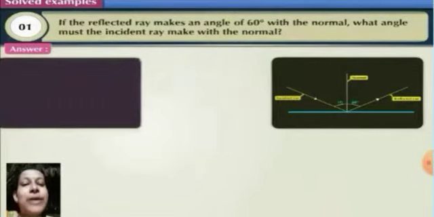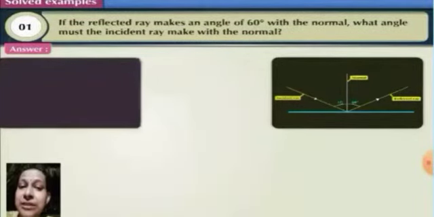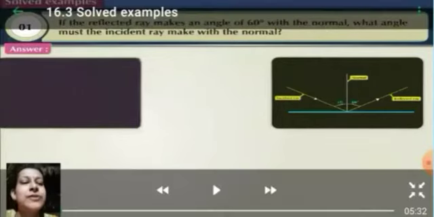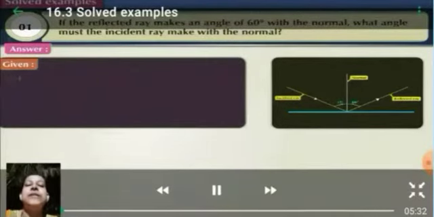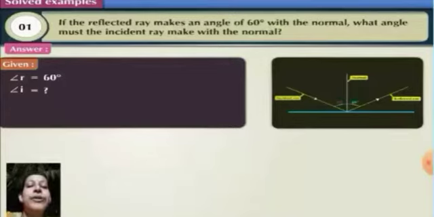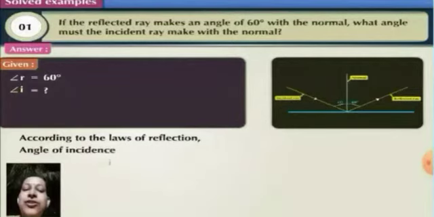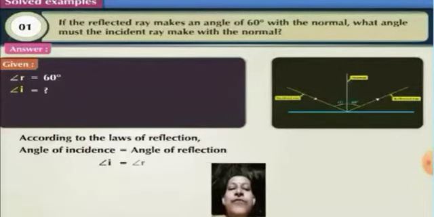We have to find out the angle of incidence, and you know you have learned the law of reflection saying that the angle of incidence is equal to angle of reflection, right? So let's proceed further. So what is given? First we have to write angle R, that is angle of reflection, is equal to 60 degree, whereas angle I is equal to angle R according to the law of reflection. So we know that the angle of incidence is equal to angle of reflection according to the laws of reflection.